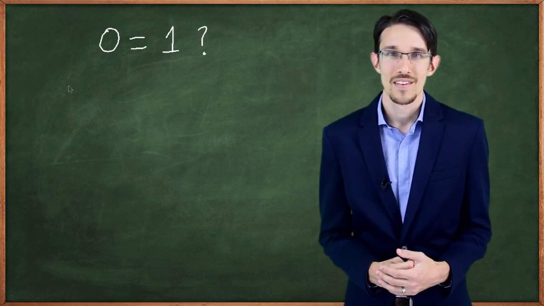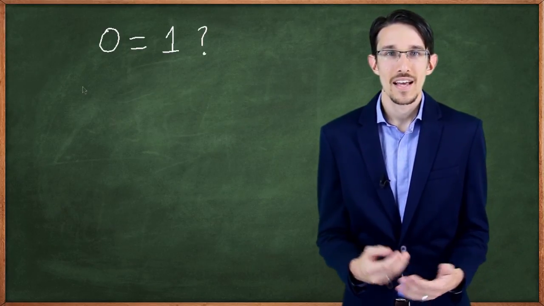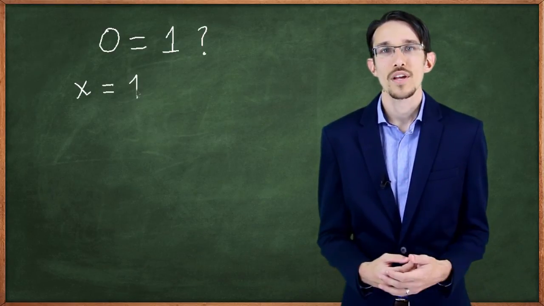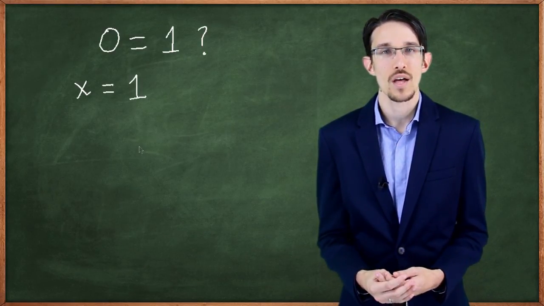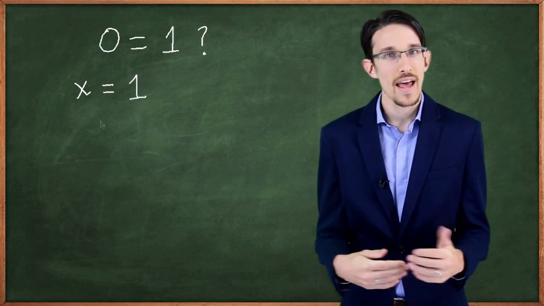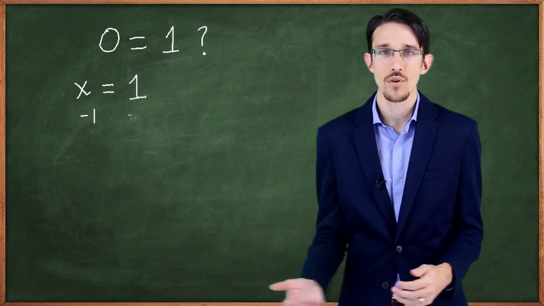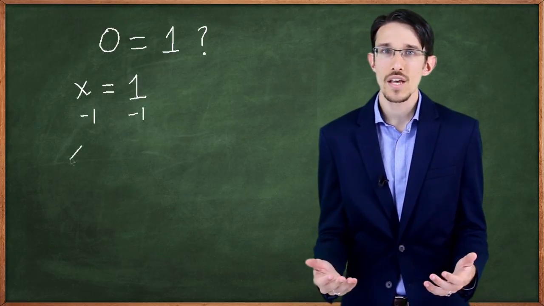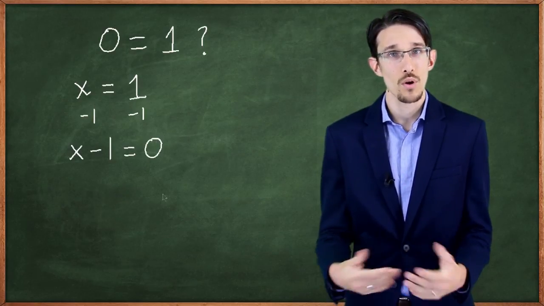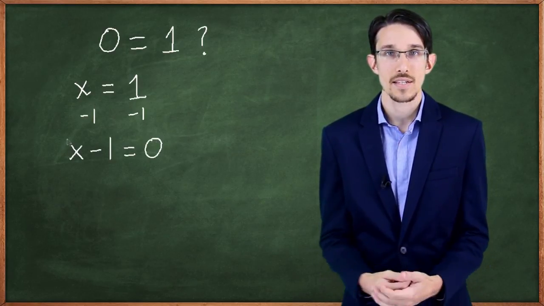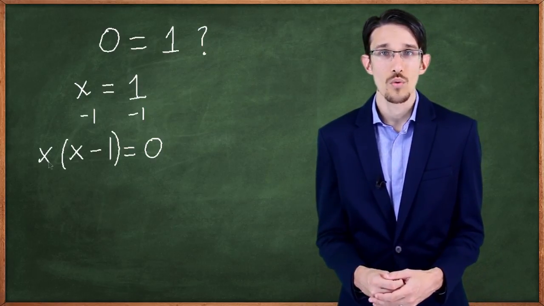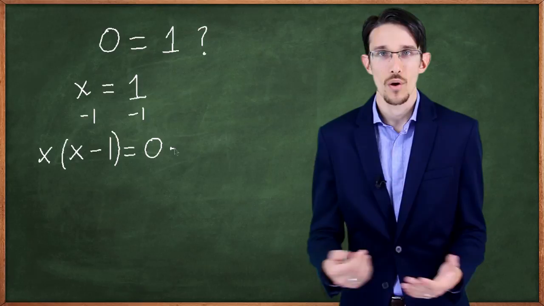Let's go. We're going to start by saying x equals 1. Very simple. And as you know, we can subtract from both sides of the equation without changing the value. So we're going to subtract 1 from both sides to get x minus 1 equals 0. Similarly, we can multiply both sides of the equation by something without changing the value. So we're going to multiply by x, giving us x times the quantity x minus 1 equals x times 0.